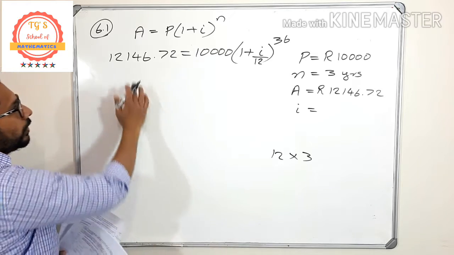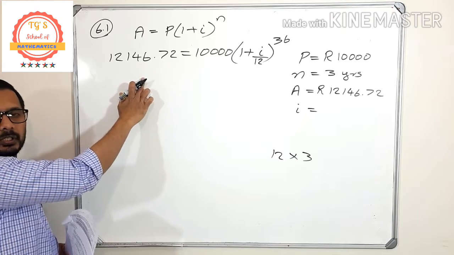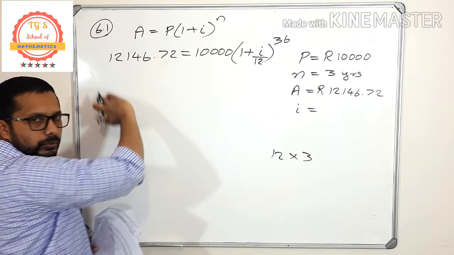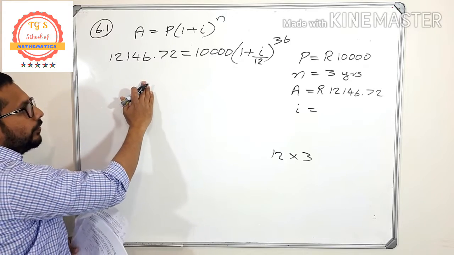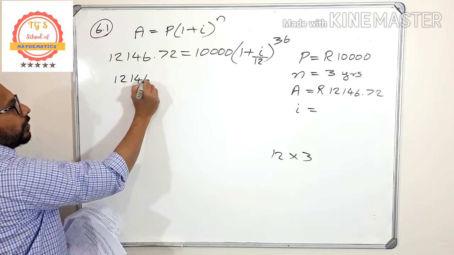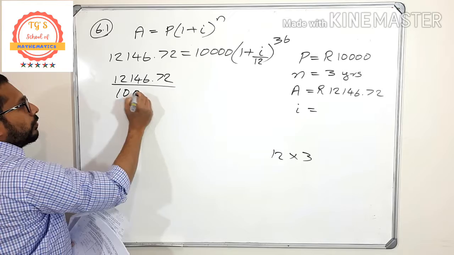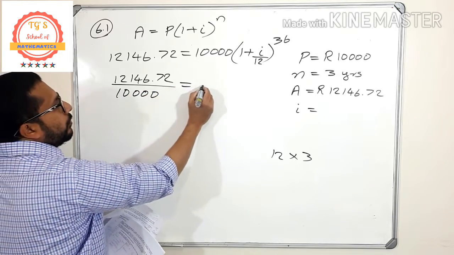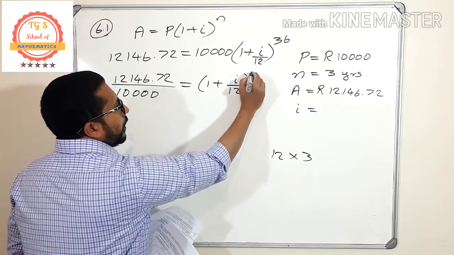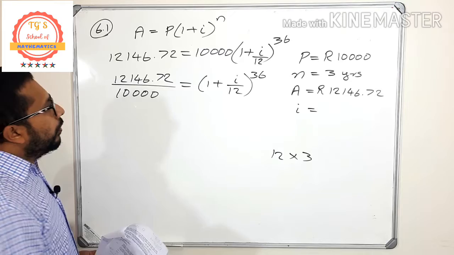Okay. So you know that this 10,000 is supposed to come in the denominator. Here it is multiplication, so if I want to take this 10,000 to this side, it is supposed to be division. Look at what I'm going to write. 12,146 Rand 72 cents divided by 10,000 is equal to (1 plus i divided by 12) the whole raised to 36.